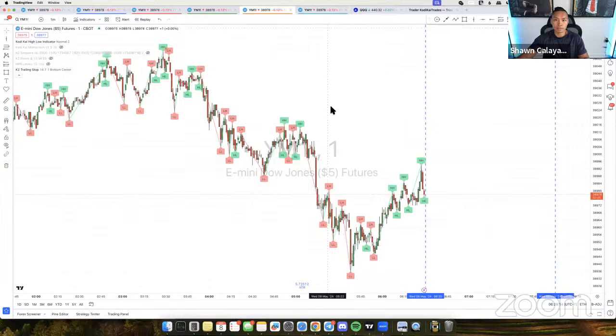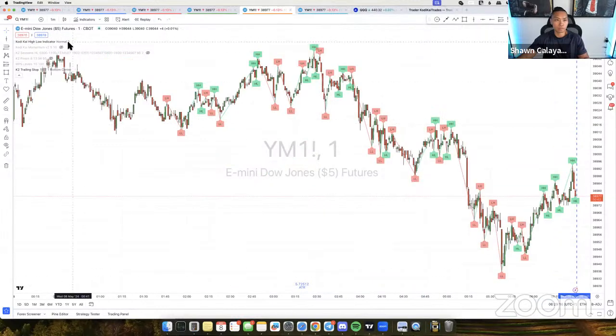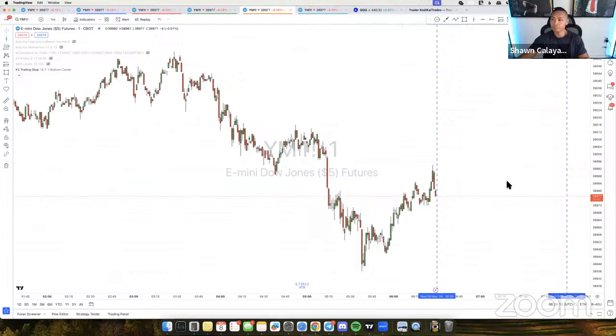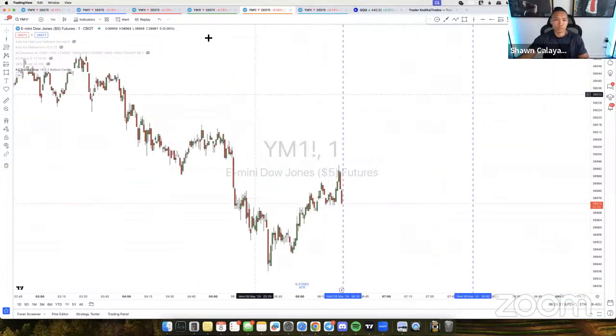Looking at current price, it's not super close to any of those structures, so we'll see what happens when the market opens. I've marked up the structure right there on the clean chart.